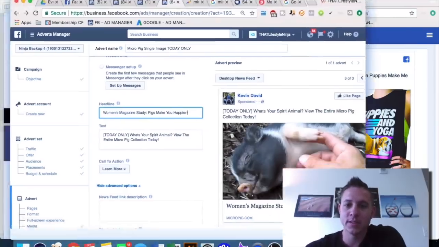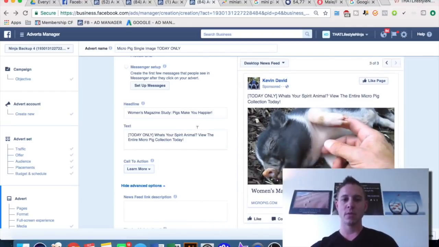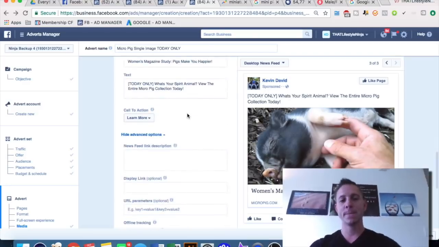Right, so we could say Women's Magazine study: pigs make you happier. Something like that. Right, and I'm creating this in like a minute, you know, just to show you guys kind of what the final outcome looks like. Right, we're driving to our website itself. We have our headline, we have our text.